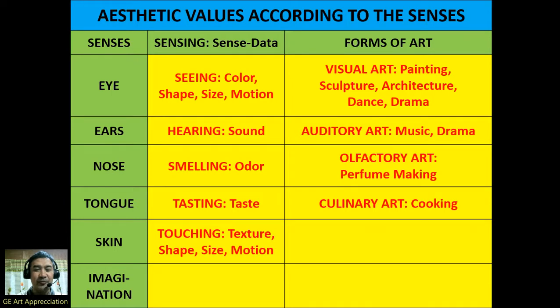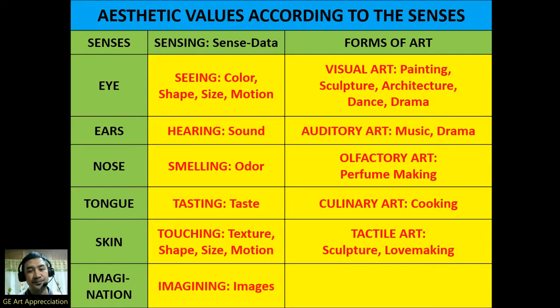For the skin, touching. So the sense data would be texture, the shape, the size, or the motion. For the tactile, the form of art should be tactile art. Sculpture or love making. So sa love making, pwede yung mga massage, and then you will have love making or sex. Imagination, imagining, so the sense data would be the images. For the form of art, it will be imaginative art. It could be literature or it could be drama. So these are the aesthetic values according to the senses.